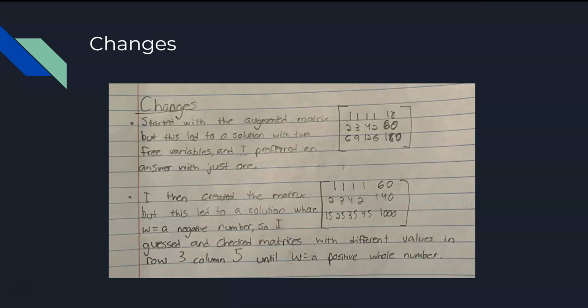but unfortunately it led to a matrix where w would equal a negative number, which obviously can't be the case because you cannot create or produce a negative toy car. So I simply guessed and checked matrices with different values in row 3, column 5 until w was equal to a positive whole number. And that is the final step of my row reduction project.